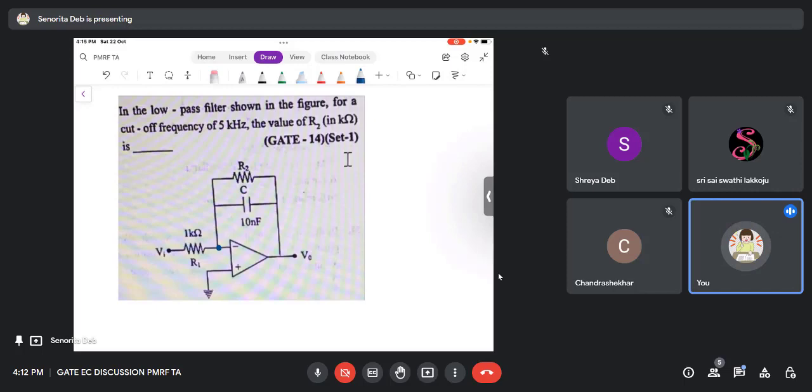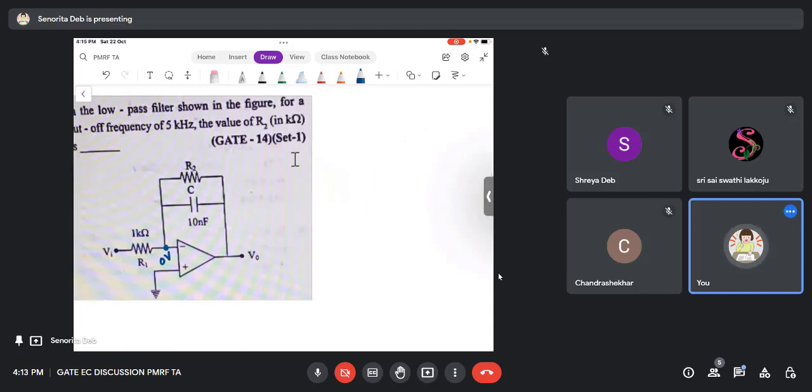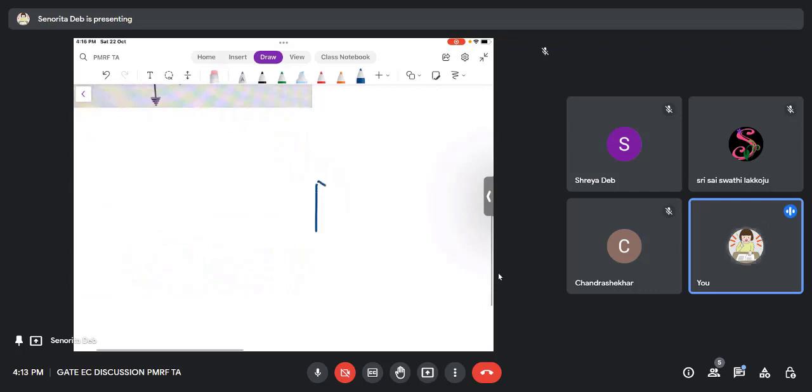Okay, so you see from the virtual ground concept, this is a 0 volts node, right? And you only have to apply KCL, right? So now I will again put a trick. I'll show you a trick here. So this is R and this is R2, this is C, right?